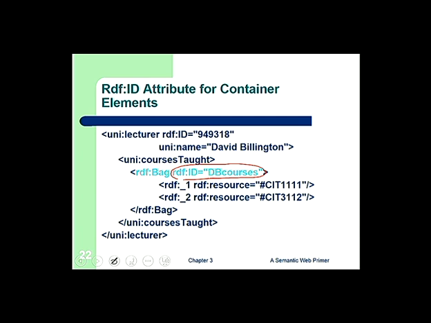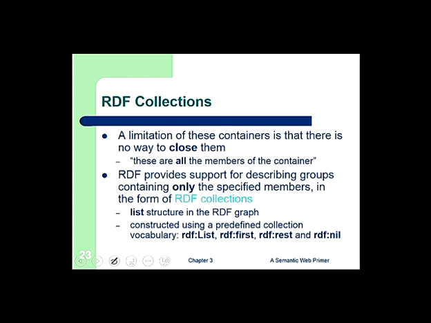So this list of courses is given an ID, DB courses. So now it becomes a resource. This list becomes a resource, and now you can make any description about this list just by using this resource identifier, right? So if you want to make it reusable so that anybody else does not have to make the same list again, you can also assign an identifier to the list. Collection.